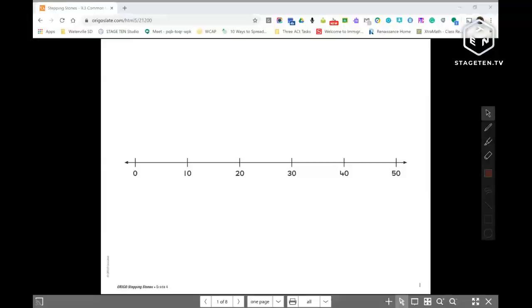So that's our lesson today. We're working on comparing and ordering these different numbers. And with that, let's see if this actually works.